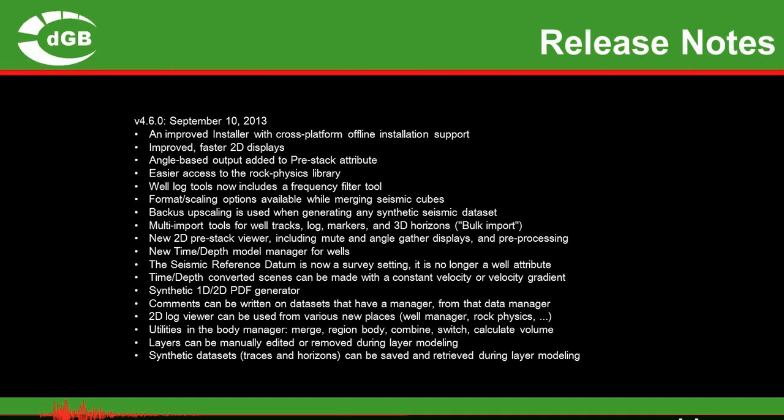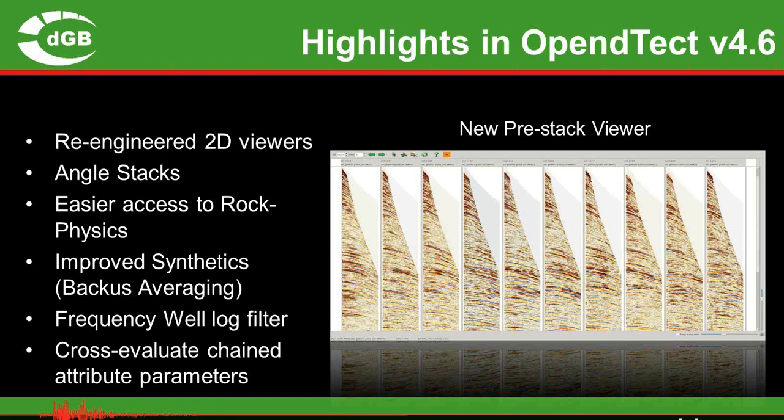Now the highlights in 4.6 are the following. We have completely re-engineered our 2D viewers and also launched a new pre-stack viewer. It's now possible to compute angle stacks. We have made the rock physics library much easier to access. This was a little bit hidden in 4.4. Also we improved the generation of synthetics by implementing Backus averaging.